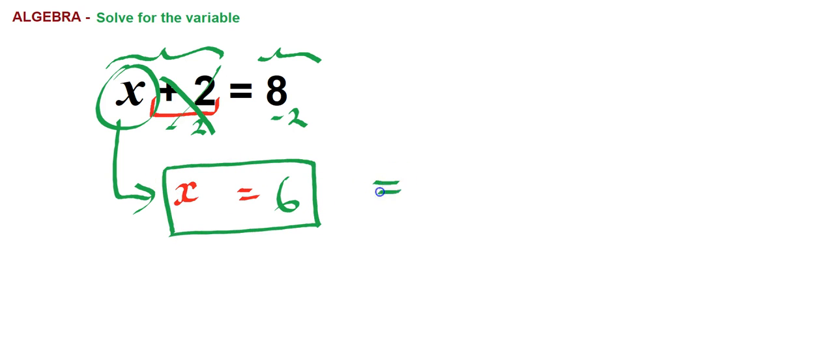We should always check. We should get into the habit of checking, and we check by substituting back into the original equation. And remember, the original equation was x plus 2 equals 8. We think we know what x is. Remember, we say that it's 6. 6 plus 2, does it equal 8? Yes, it does. Therefore, x equals 6 is correct. And we've shown our working.